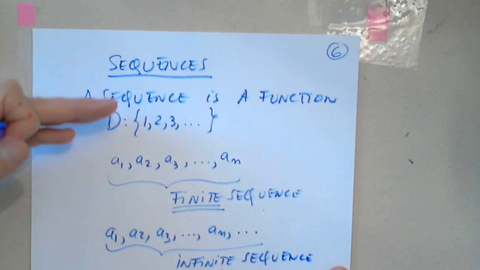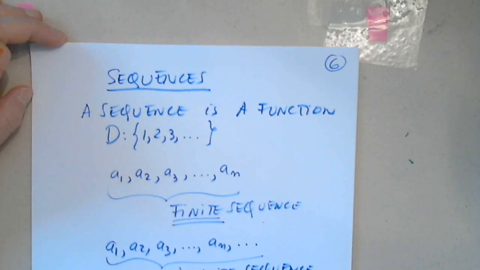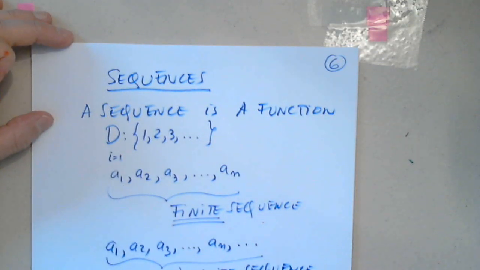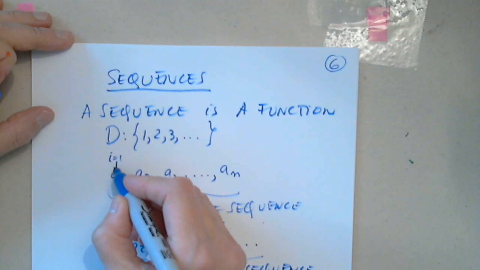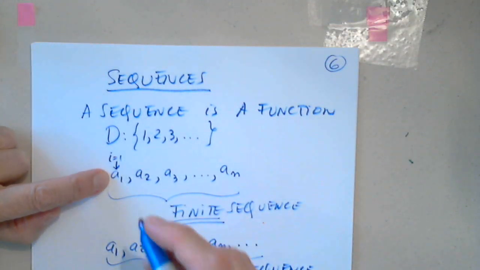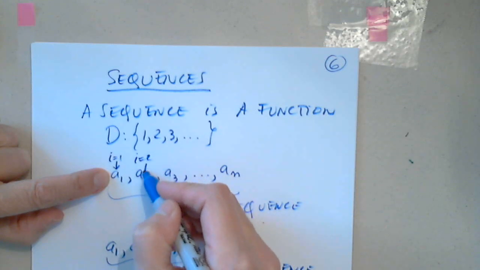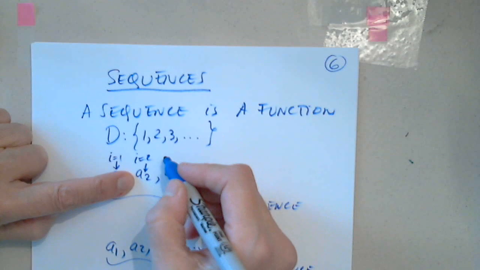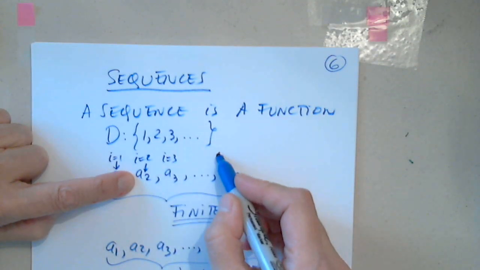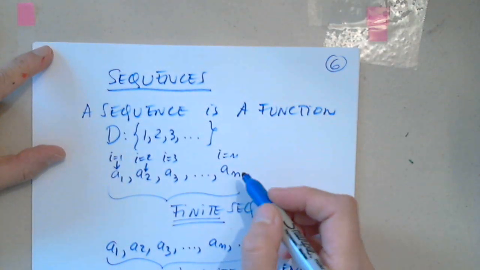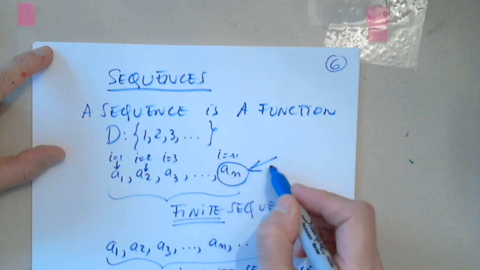Okay, so what's the connection between these two? Same idea with the index. When i is 1 or k or j, I get this term. So that's the input, this is the output. When i equals 2, I get this term. When i is 2, I get a2. When i is 3, I get a3. When i is n, I get an, and so on and so forth. This is called a general term.